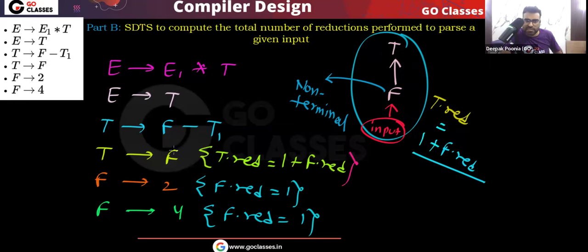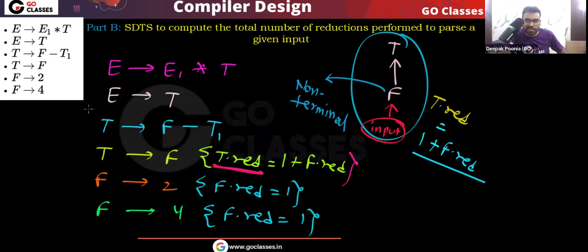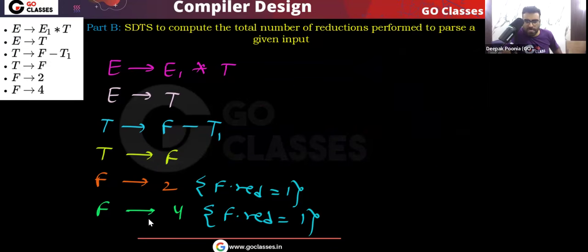Means one reduction is this, one reduction is this, plus whatever is the number of reductions to reduce the input to f. The input you are reducing to f, so for that you have some number of reductions, then one more reduction is this, so that is the reason you can see t dot red is equal to 1 plus f dot red. Yes or no? Is this clear? Now let's see the next. So you can see we got t dot red is equal to 1 plus f dot red. So far you understood?